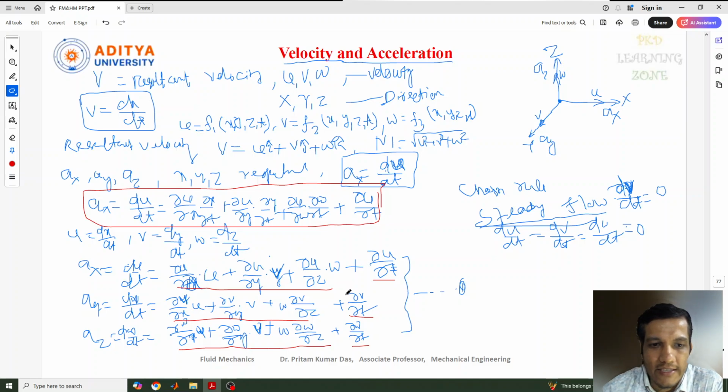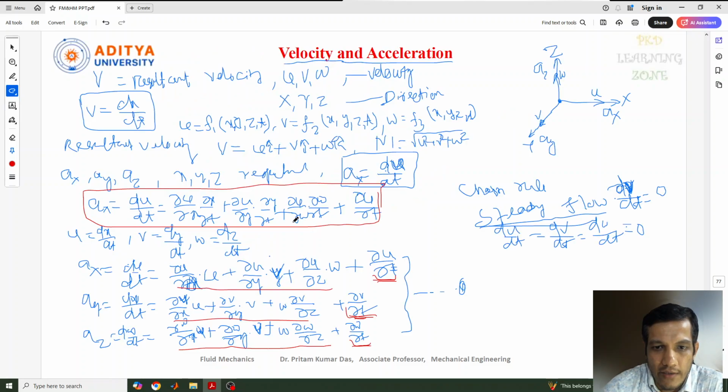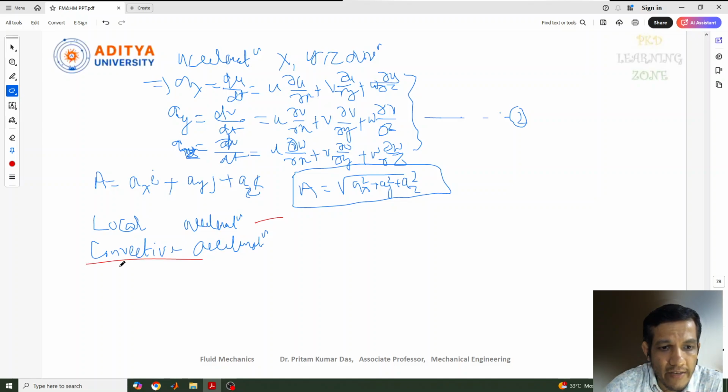So this term, if you see, is our local acceleration. These are the local accelerations. And these terms, this term and this term and this term, are the convective acceleration.